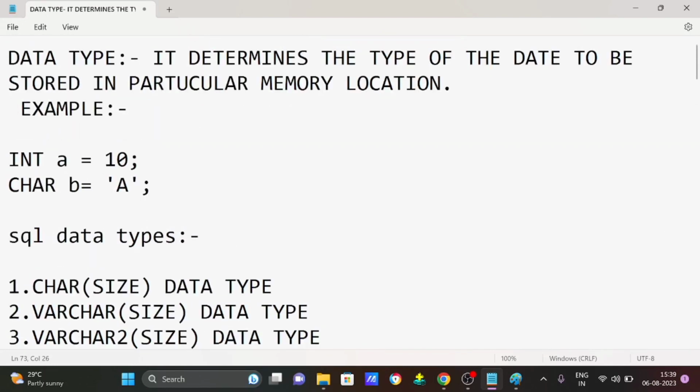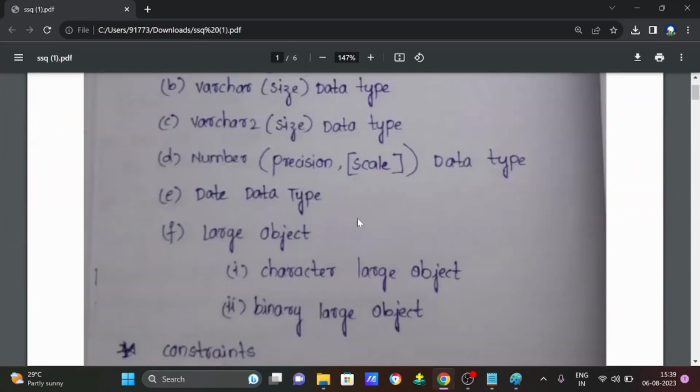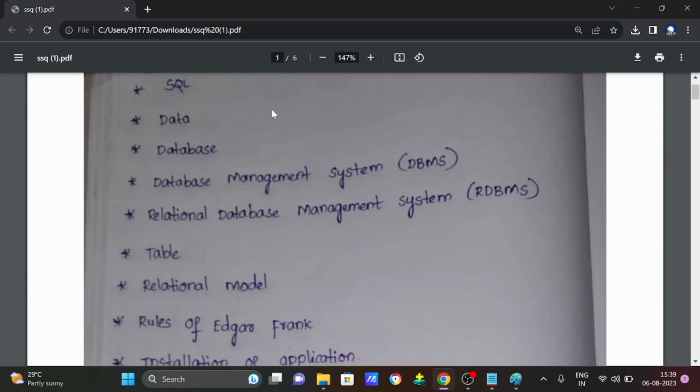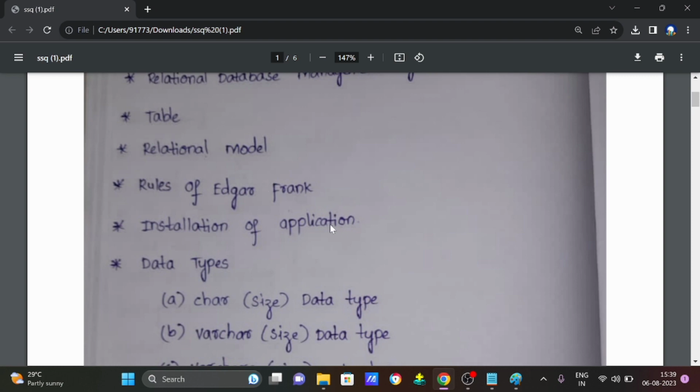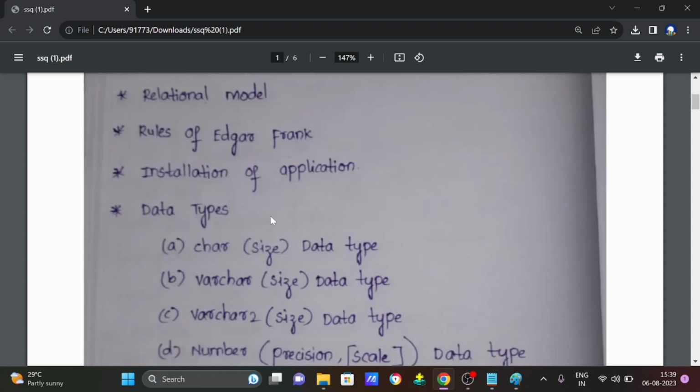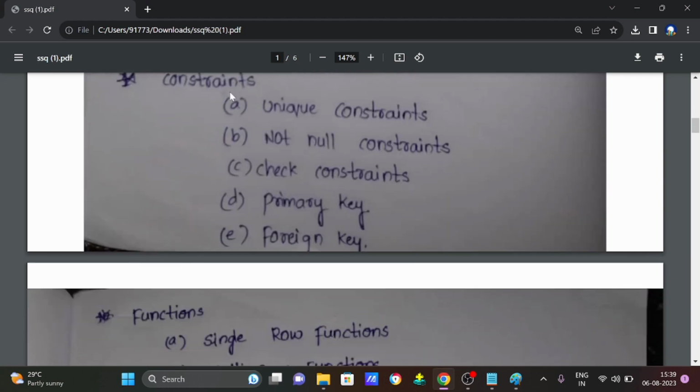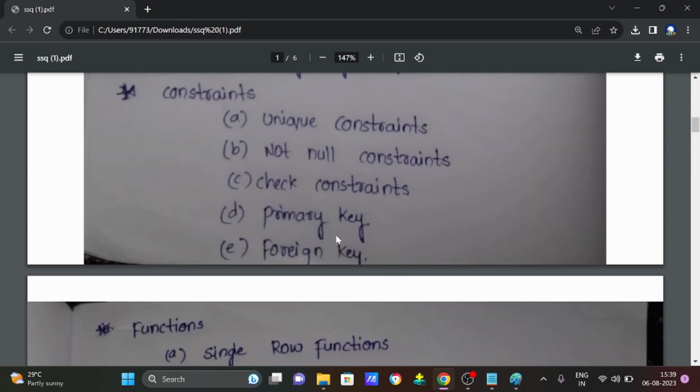Even though we have more data types in SQL, structured query language, these are the most commonly used and familiar data types that we are going to use in the further sessions of our videos. Since we are done with SQL, data, database, DBMS, RDBMS, table, relational model, rules of Edgar Frank, installation of the application, and data types, we'll be going through the constraints. In the next session, we'll get to understand what the constraints are that are very important in SQL.